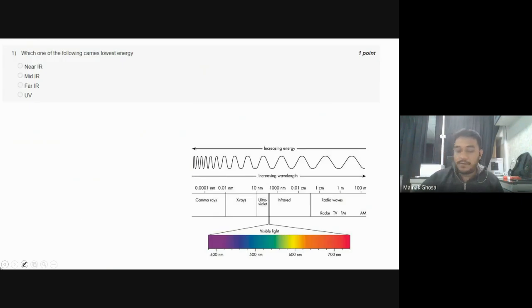Which one of the following carries lowest energy? Near IR, mid IR, far IR, or UV? There is an electromagnetic spectrum I have given already, and from this you can say in which region there is more energy, which has higher energy, which has lower energy. You can see it. So what should be the answer?